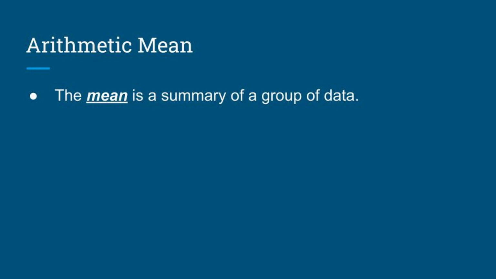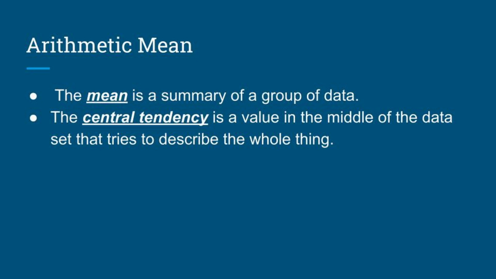For example, let's say you had a large set of numbers, say 10,000 of them. It would take too long to analyze the data one number at a time. So taking the mean of that data set would tell you the central tendency of that data set, which is a value in the middle of the data set that tries to describe the whole thing.